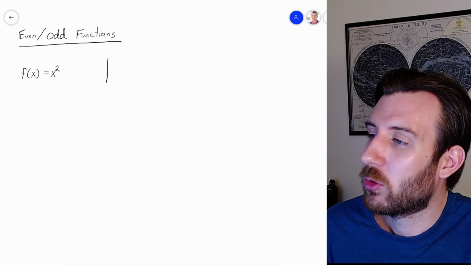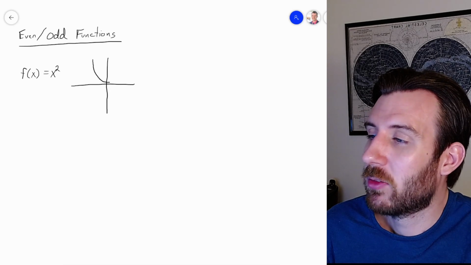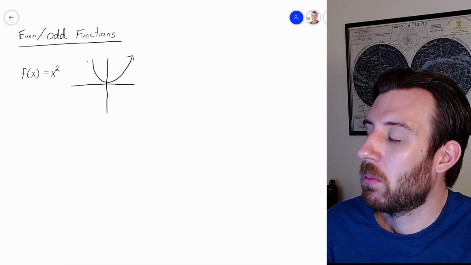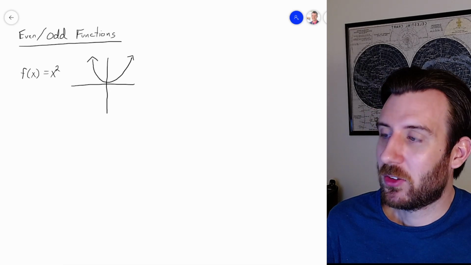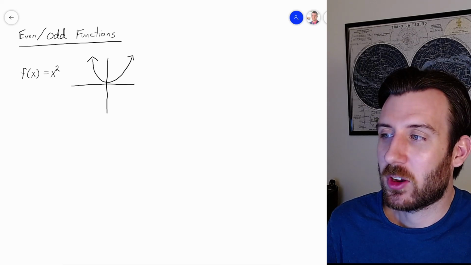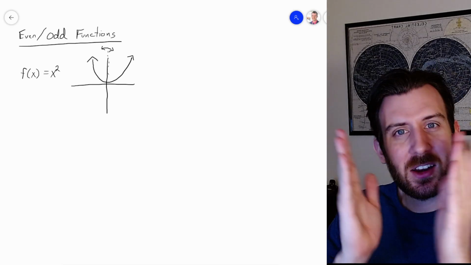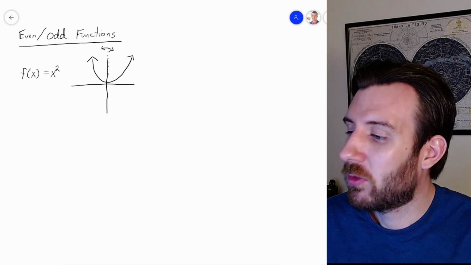And if you were to graph this, again it's just a standard parabola. It's a nice U-shaped graph. But really what they are describing by this idea of even is that it's symmetric across the y-axis. In other words, if you were to fold this piece of paper like a book right here across this middle line, it would line up and smack right into itself.